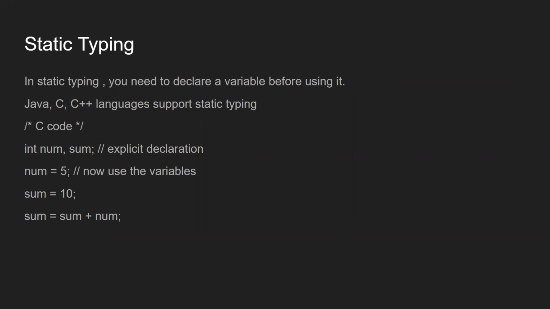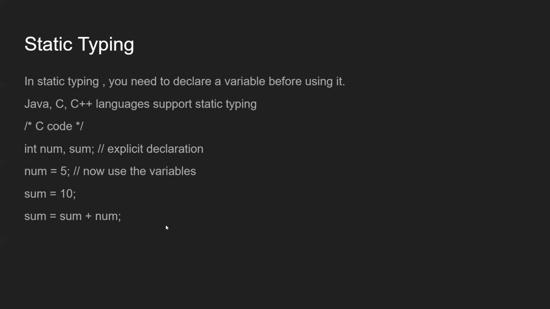Languages like Java, C, C++ support static typing. In static typing, you need to declare a variable before using it. You can see this C code where I have declared two variables num and sum as int. So basically num and sum are two variables that can hold integer values only. Later in my program, if I try to assign different values, say a string value, float value, or double value to variable num or sum, it will raise an error. So in static typing, the compiler determines what kind of data a particular variable will hold during compile time only.